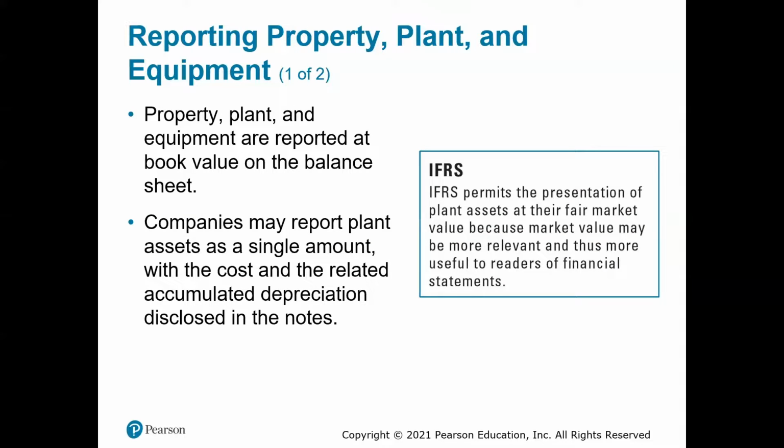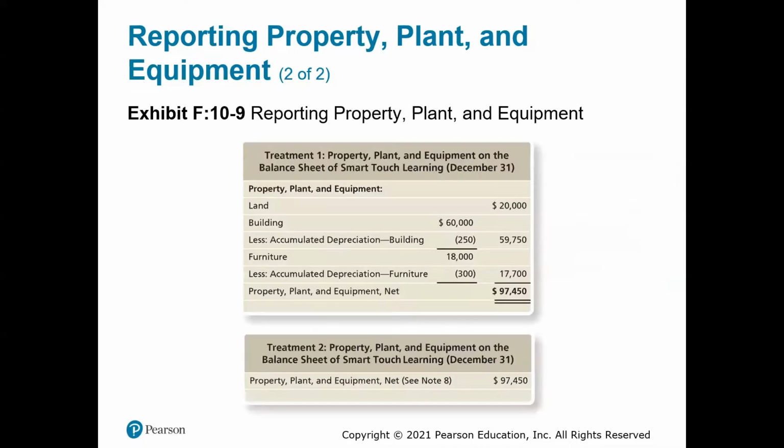Plant assets are reported at book value on the balance sheet. Companies may choose to report plant assets as a single amount with a note to the financial statements that provides detailed information. Or companies may provide detailed information on the face of the statement. The cost of the asset and the related accumulated depreciation should be disclosed. Here you see in Exhibit 10.9, it shows 2 alternative reporting treatments for plant assets.